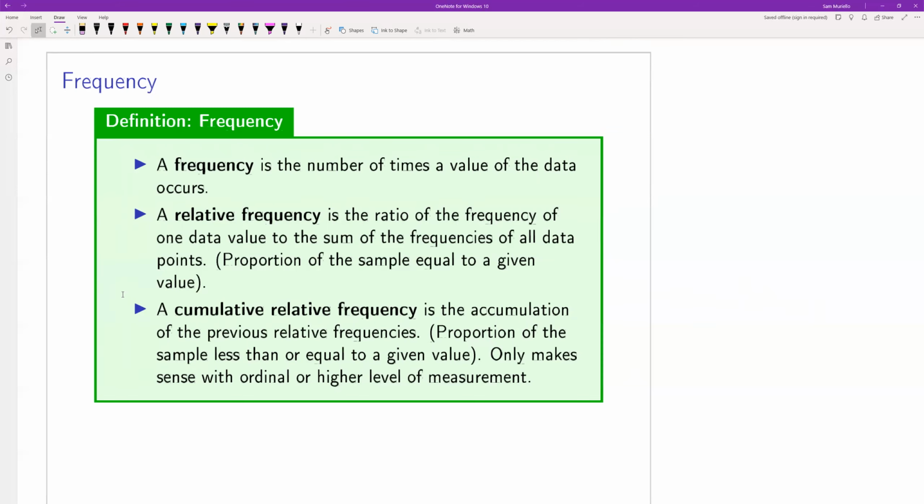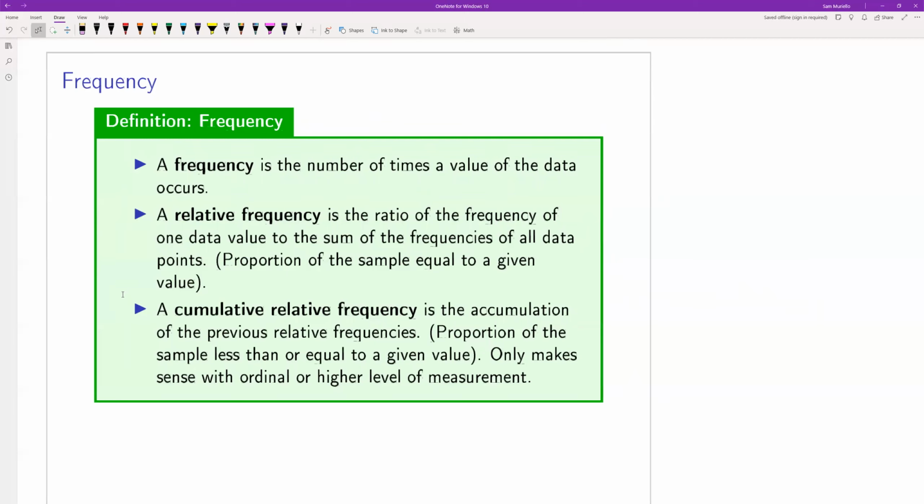Cumulative relative frequency is the same as relative frequency, except instead of just counting up for that data point, it's for all of the data points up to and including our data point. So for example, instead of the people that responded 4, I'm going to count up all the people that responded 4 or less. This will be cumulative relative frequency.